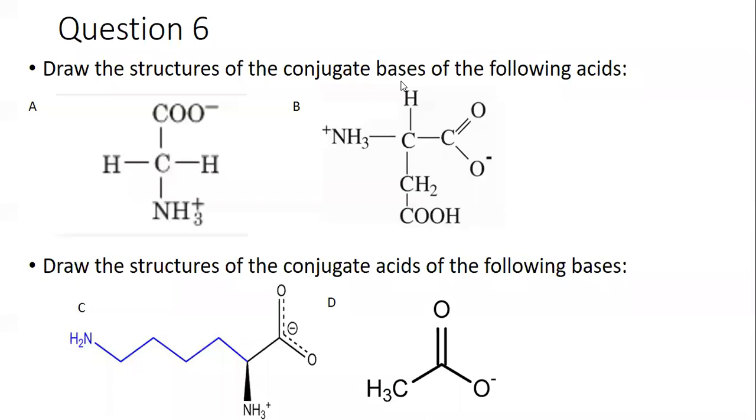Right, so I did get someone who said no idea how to begin. So just remember, when we're talking about conjugate pairs, an acid loses a proton and forms a conjugate base, while a base takes a proton and becomes a conjugate acid. So that's what we're really testing here.